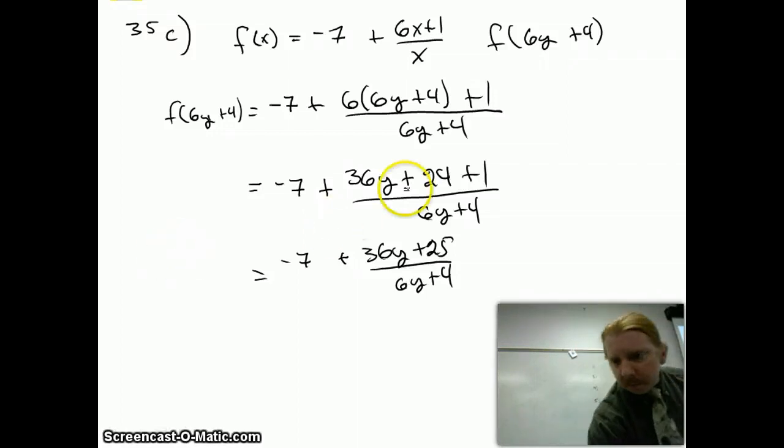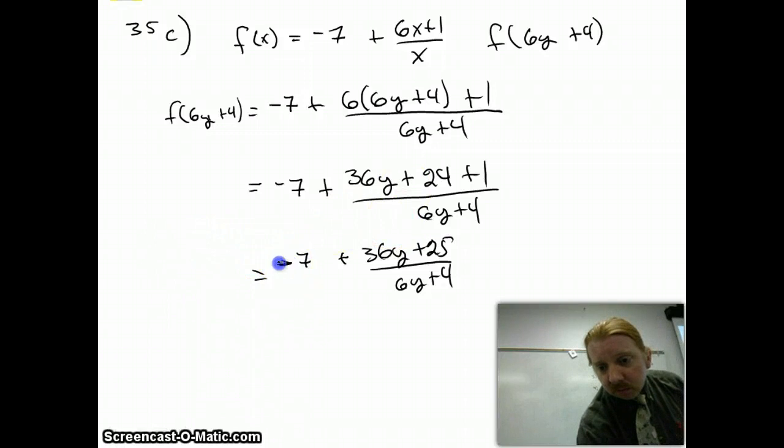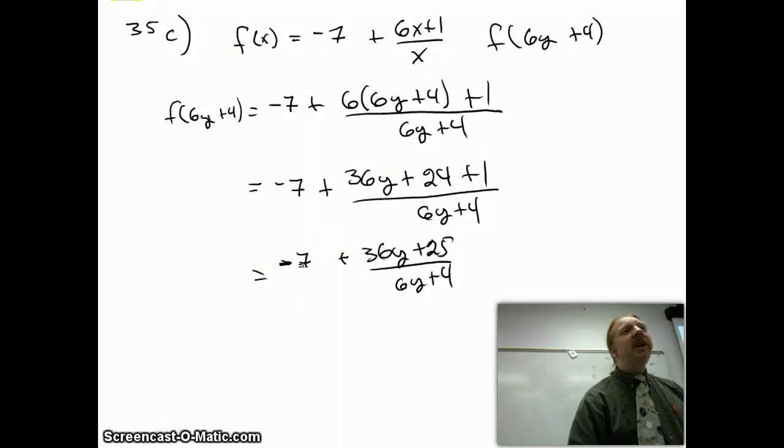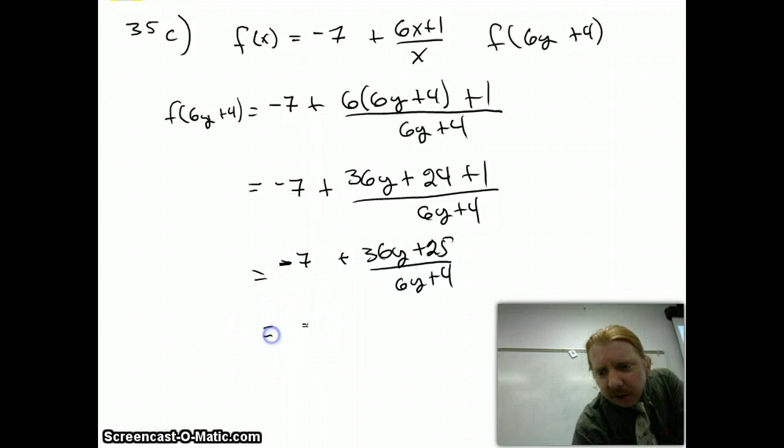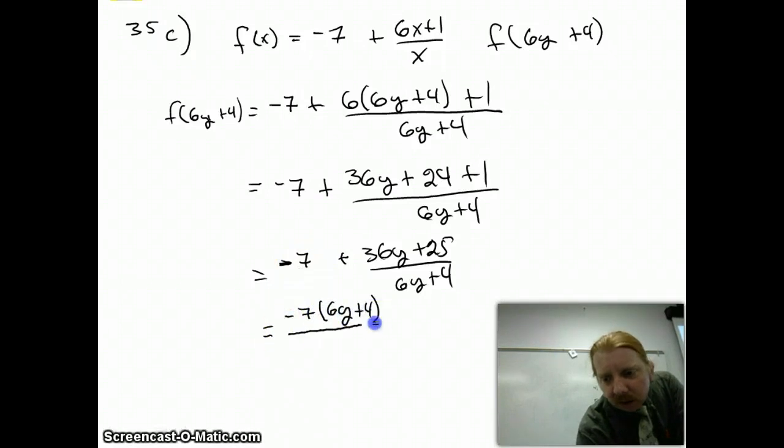Why are you not using that negative 7? Why am I not? I'm just not. I could if I wanted to go further. I could combine it by getting a common denominator. So negative 7 times 6y plus 4 over 6y plus 4. Yeah. So the one above it is not a complete answer?